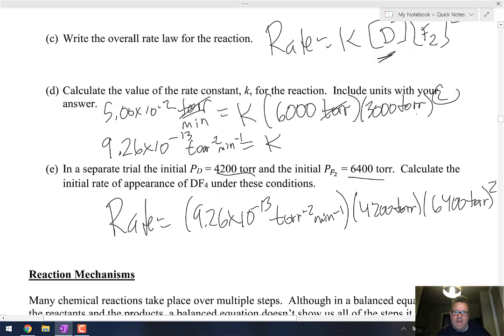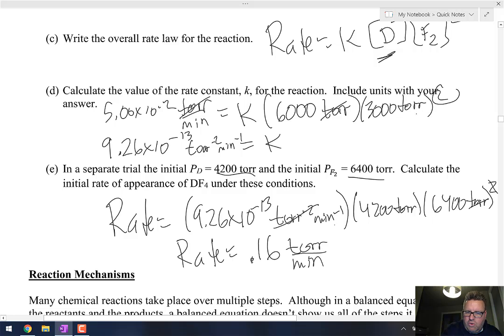So I've still got that rate constant on my calculator screen. So I'm just going to multiply by 4,200 and multiply by 6,400 squared. And that equals, doesn't need to be in scientific notation, that rate is going to equal 0.16. And again, that's going to cancel with those torr squared. So you're going to be left with torr per minute, or torr minutes to the minus 1.